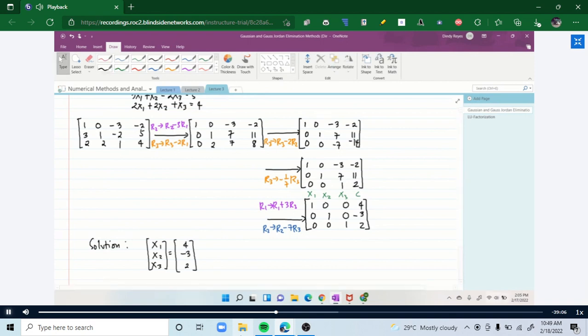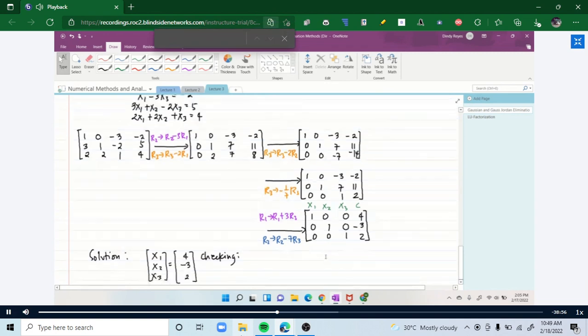Check na natin kung tama. Baka mamaya may mali akong mga numbers. This must satisfy all three equations above. So, checking the first equation, x sub 1 minus 3x sub 3. So, x sub 1, 4 minus 3x sub 3, 2. This is equal to 4 minus 6, negative 2, no? So, check yung first equation.